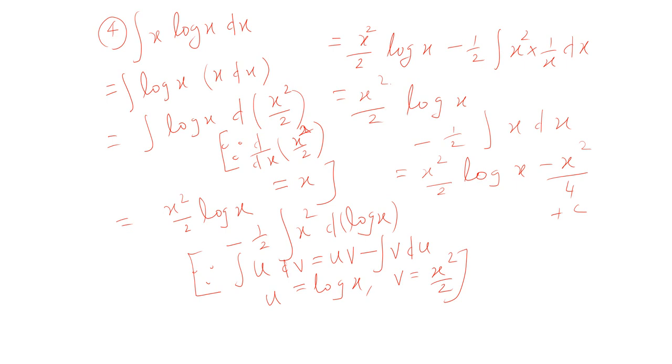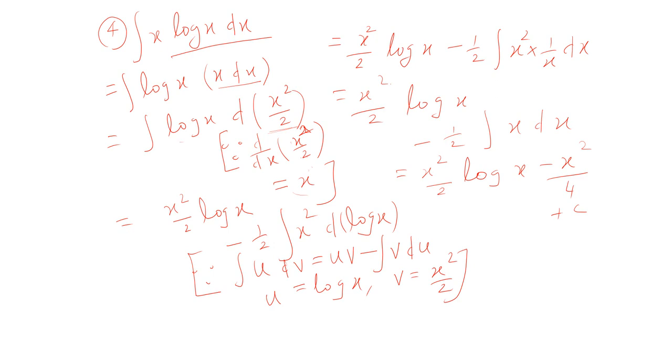Let me repeat the whole process. Integral x log x dx is the one to be found out. I am underlining and grouping x dx. It can be written as d of x square by 2, because d of x square by 2 is 2x by 2, which becomes simply x. Therefore x dx cross multiply dx over here.